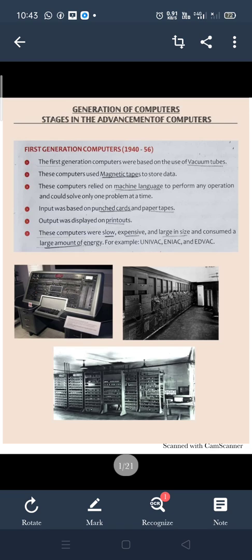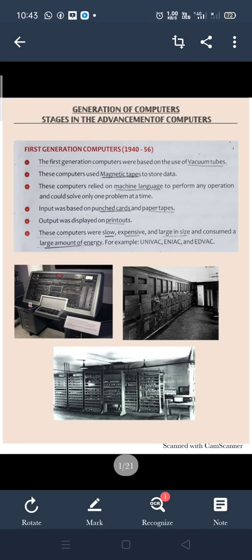So today we will continue with chapter number 1, evolution of computers, with a new topic, generation of computers. In the previous video we have learned about the history of computers. Now the generation of computers, that is the classification of the computers according to their common characteristics.